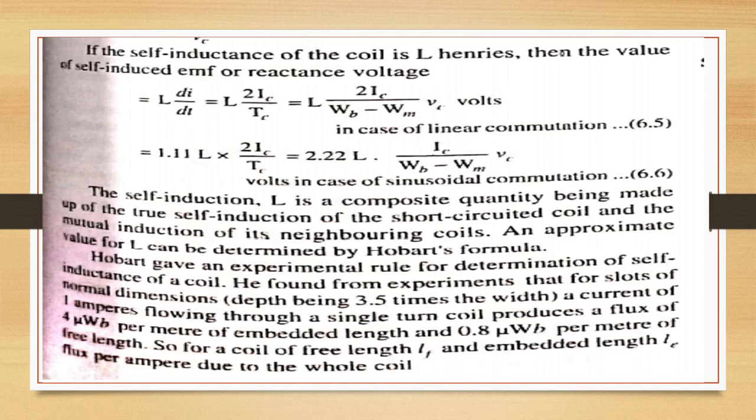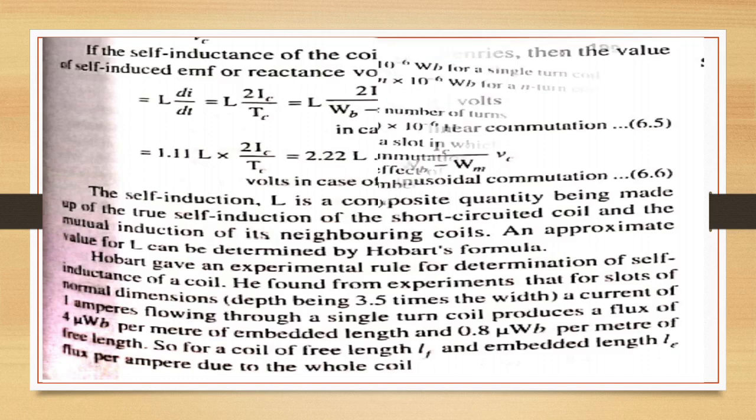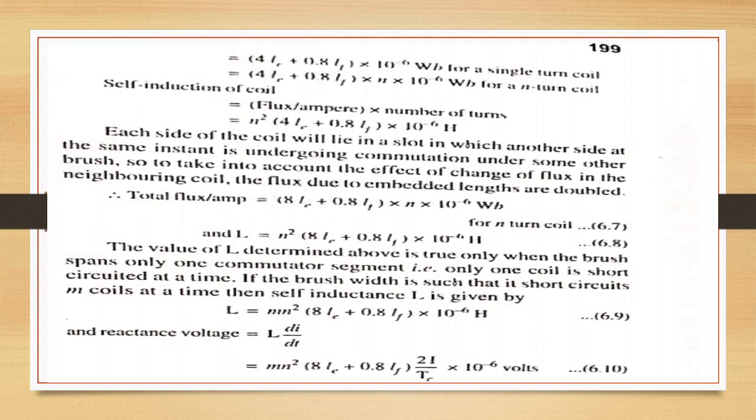So for a coil of free length and embedded length, flux per ampere due to the whole coil will be equal to (4 IC plus 0.8 IF) into 10 power minus 6 Weber per single turn coil, and for an N-turn coil multiplied by N. Self-inductance of coil is flux per ampere into number of turns. Each side of the coil will lie in a slot in which another side at the same instant is undergoing commutation under some other brush.